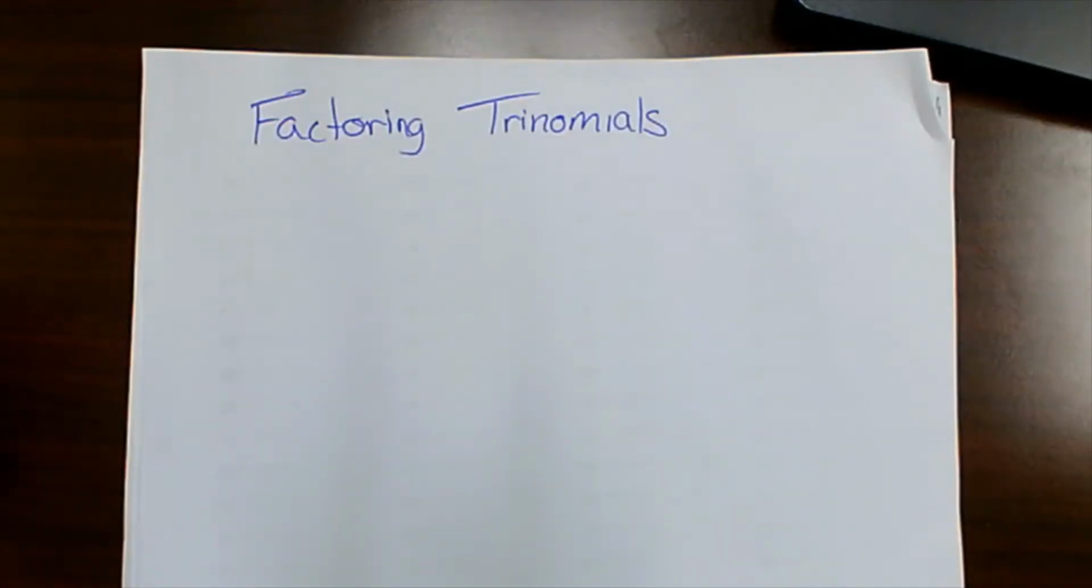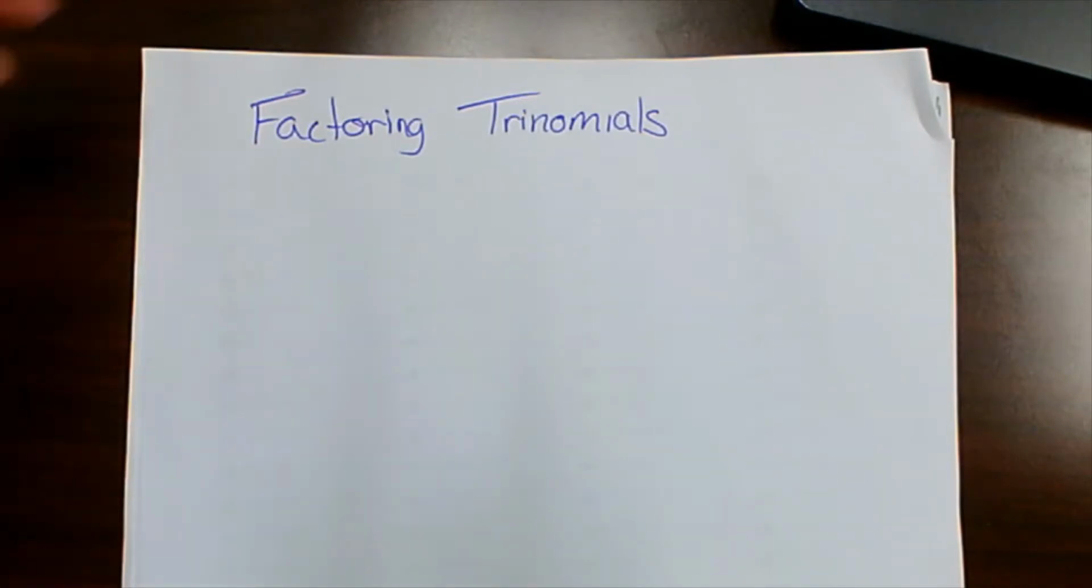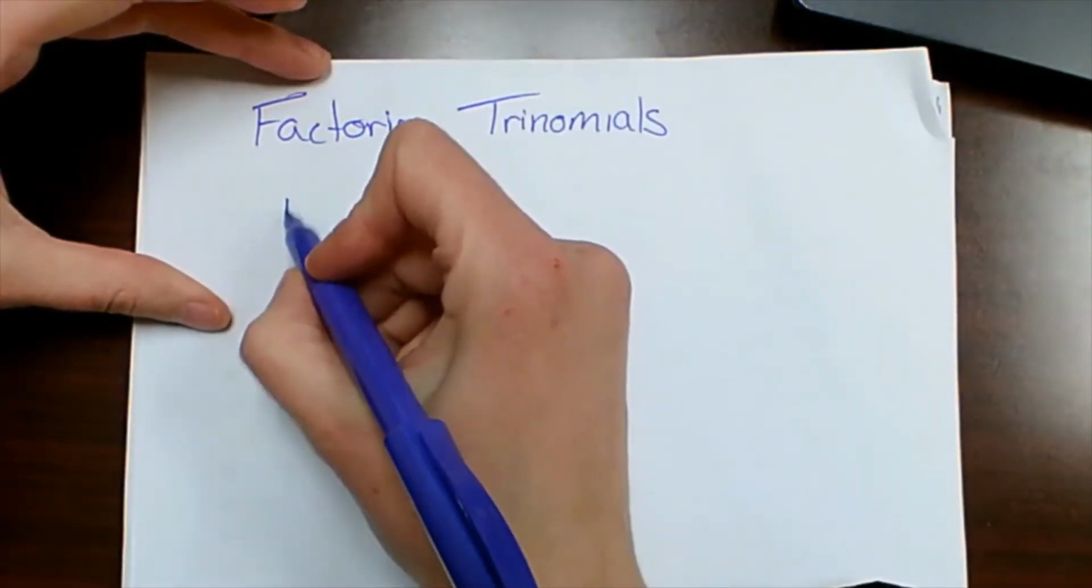Factoring trinomials. The FOIL method is the opposite of factoring. You can use the FOIL method to check your answers of the factored trinomial. So when we factor trinomials, we're going to use the AC method.